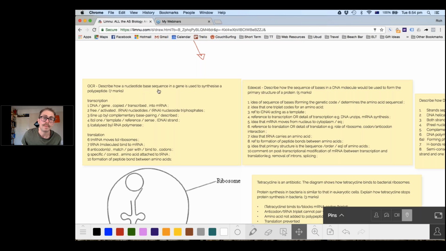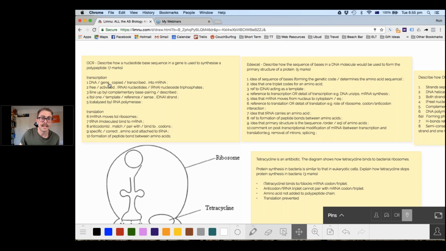Describe how a nucleotide base sequence in a gene is used to synthesize a polypeptide. Okay, so this is a manky question, but describe how the base sequence of DNA is converted into making a protein or a polypeptide. So you've got to know these key terms in order to understand the question, but let's just go through it. Transcription. DNA of gene is copied or transcribed into messenger RNA. Key terms, key terms, key terms. Free or activated RNA nucleotides. So free RNA nucleotides are added according to complementary or specific base pairing.